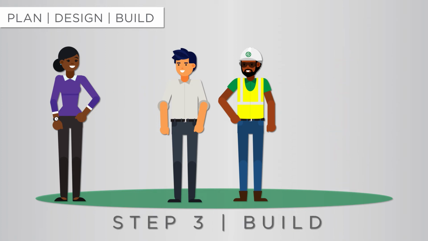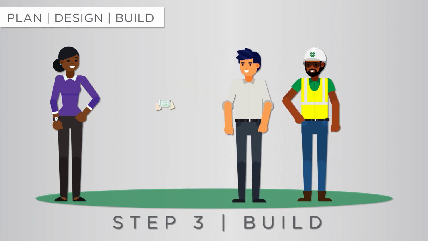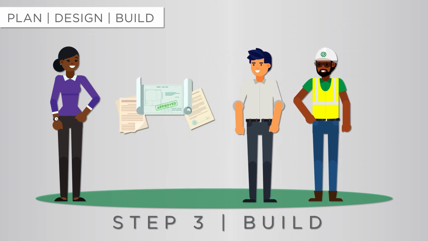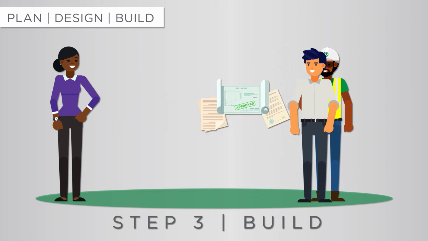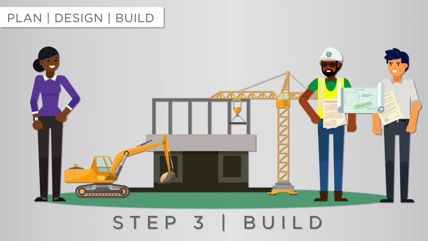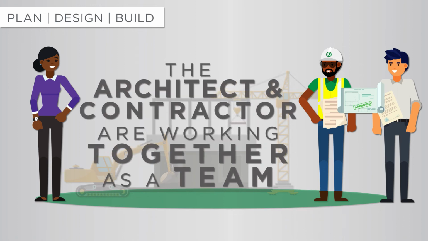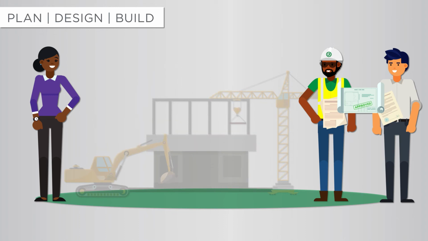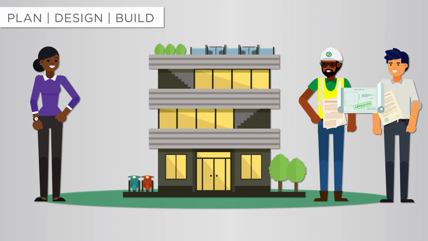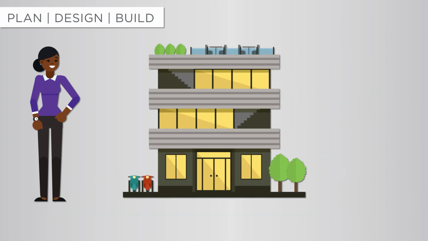Step 3. Build. After every final decision is made and contract documents are created with the final construction price, construction can begin. The PDP team works together to ensure all questions, clarifications, and problems are handled internally. The architect and contractor are working together as a team, as opposed to two outside entities. Once construction is completed and everything is signed off on and paid, you now own your building.